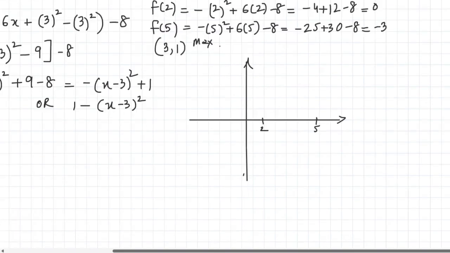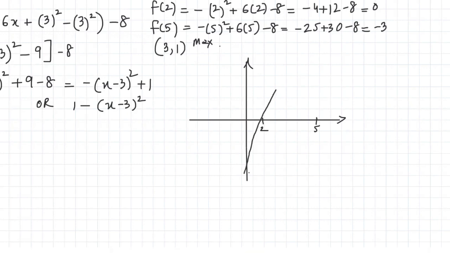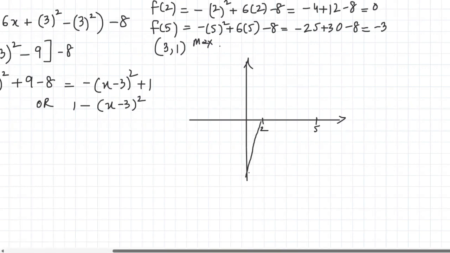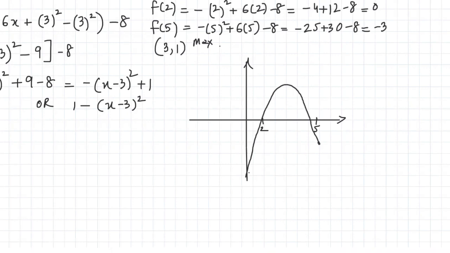So this is what my graph will look like. 2 gives me a 0, so the graph is going to pass from here all the way, and it goes like this. On 5, it gives me a -3. On 2, it gives me a 0. And this is a -8.